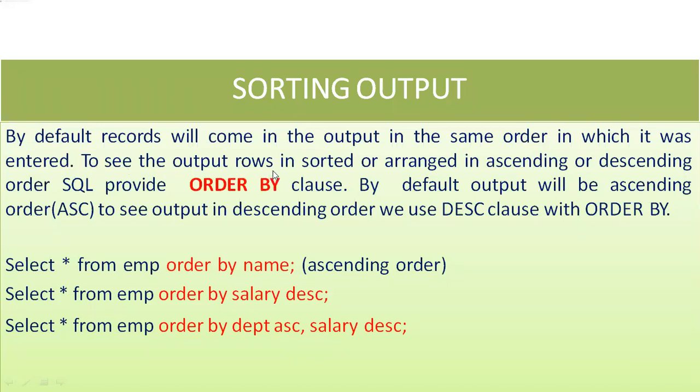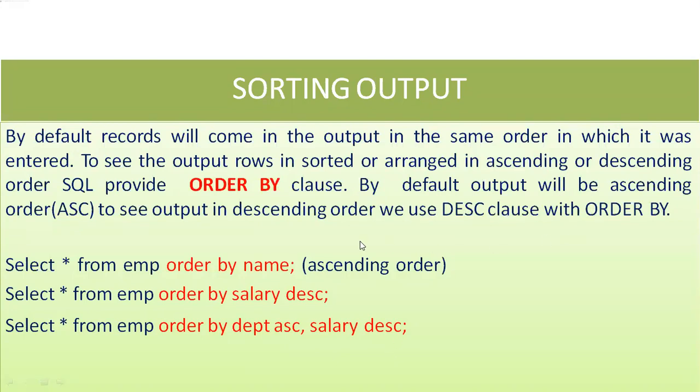To see the output rows sorted or arranged in ascending or descending order, SQL provides the ORDER BY clause. It arranges the values in ascending and descending, that is increasing and decreasing order. By default, output will be in ascending order. When you apply the ORDER BY clause, by default it will display in ascending order, ASC, and to see the output in descending order we have to use the DESC clause with the ORDER BY.